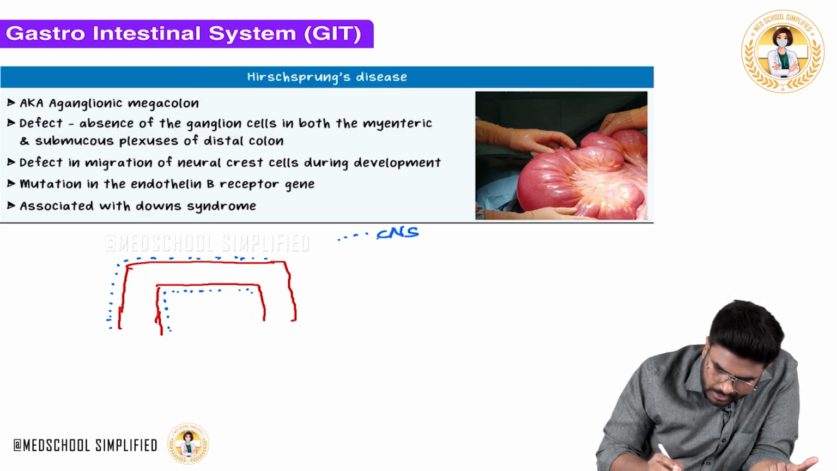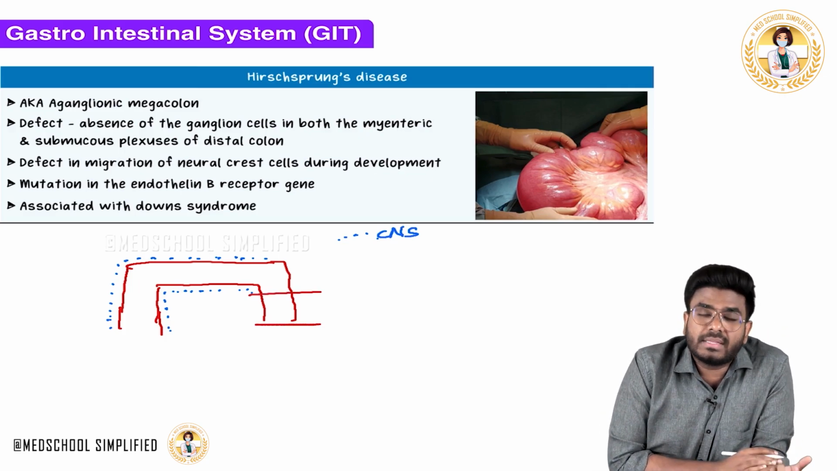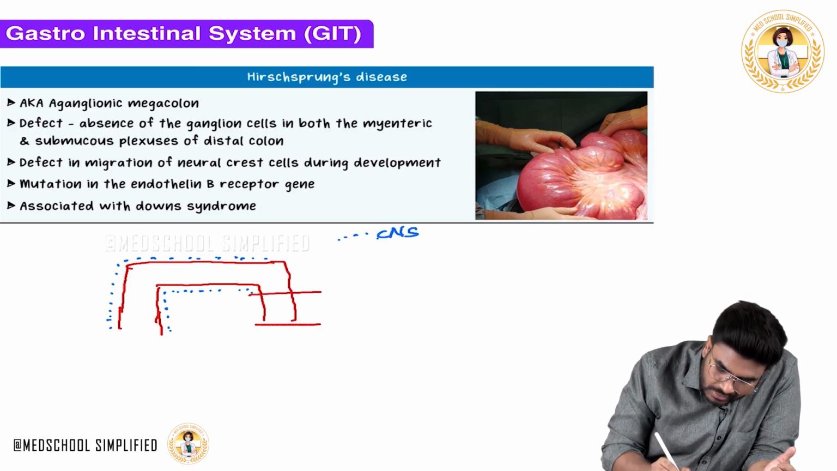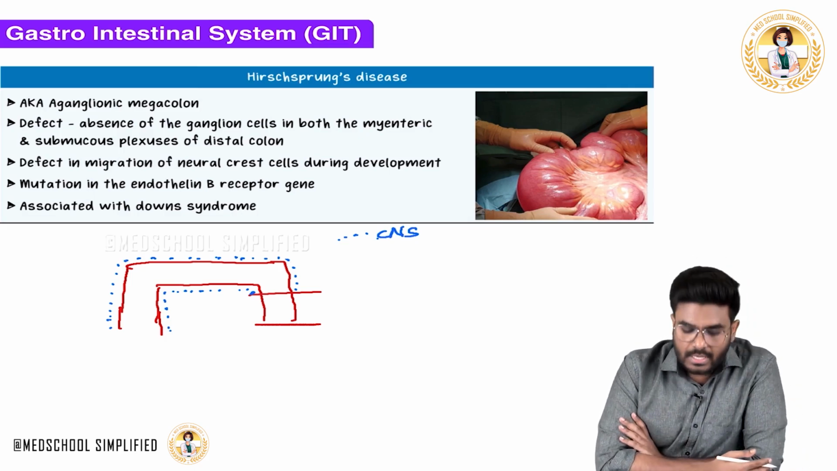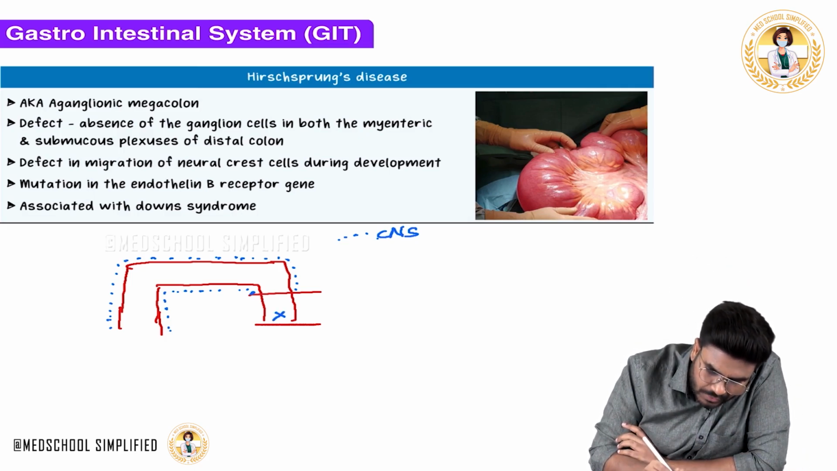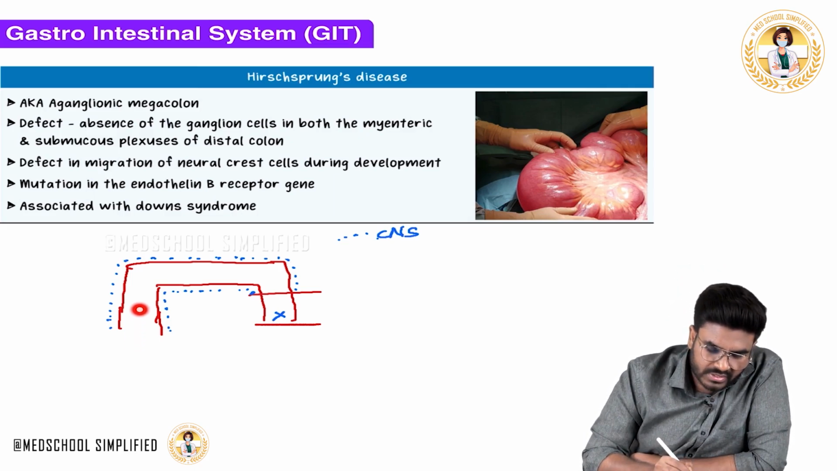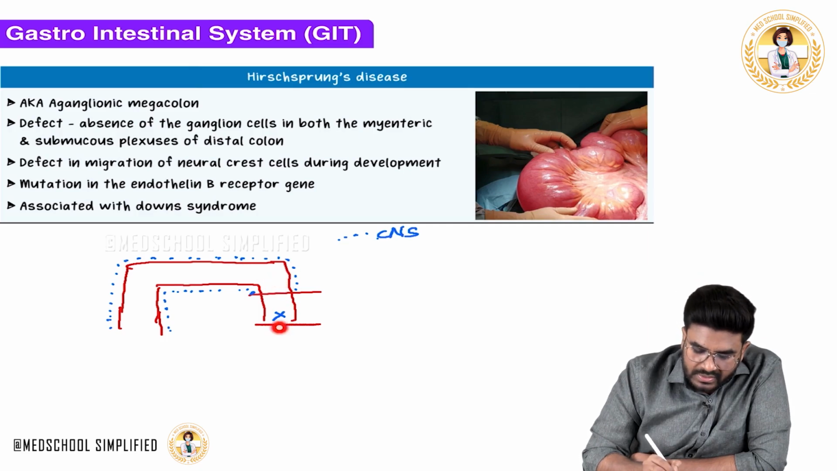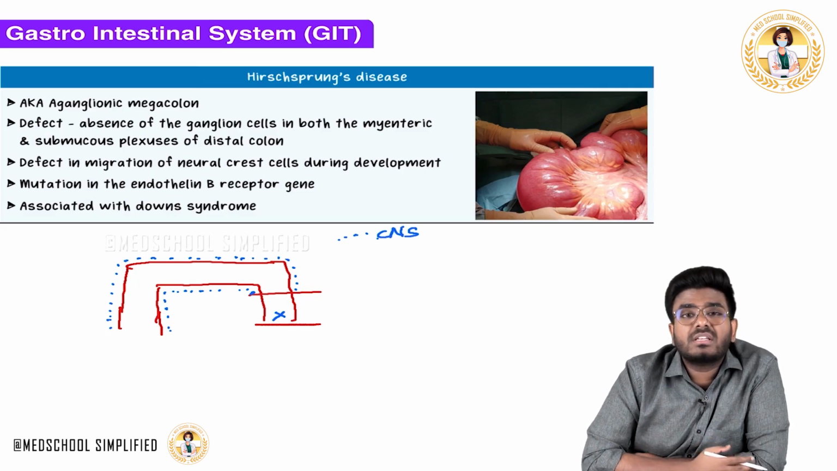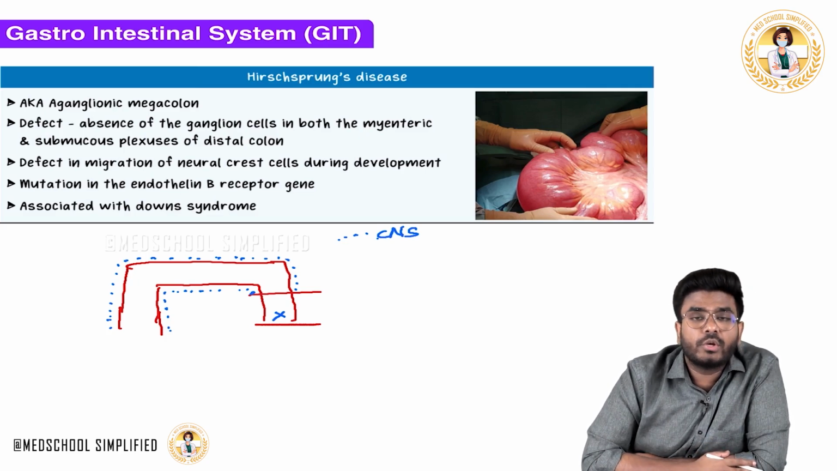But now the problem is here. There is one part of the GIT where the neural crest cells are not coming, they are not migrating. So this part of the GIT is devoid of ganglionic cells. Do you expect peristalsis in this region? No peristalsis is there. Food comes from the ascending colon into the transverse colon, and then down to the descending colon. In this distal colon, food is unable to move. Even water doesn't move without peristalsis.